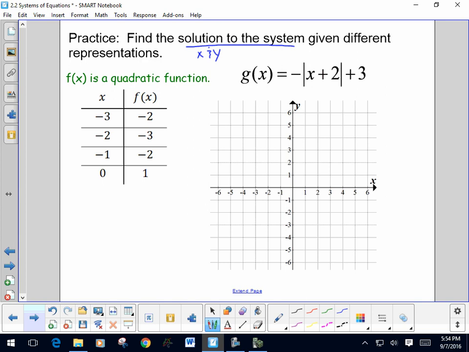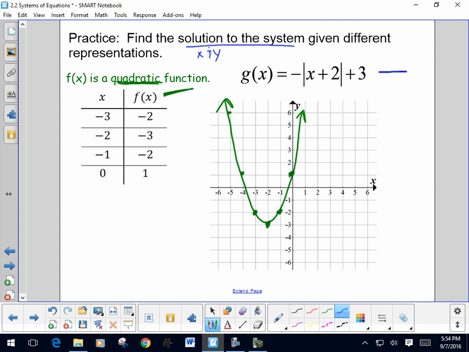And the easiest way to solve this, again, is to just graph them both and look for their intersection. I'm going to graph f of x, the quadratic, in green. So let's plot those points. (-3, -2), (-2, -3), (-1, -2), and (0, 1). And as you look at those 4 points, I hope you can see that it's a parabola. It told me it was a quadratic. So if you remembered that word quadratic means that it's a parabola, that's good. If not, hopefully seeing those 4 points reminded you. So we've got our parabola here.